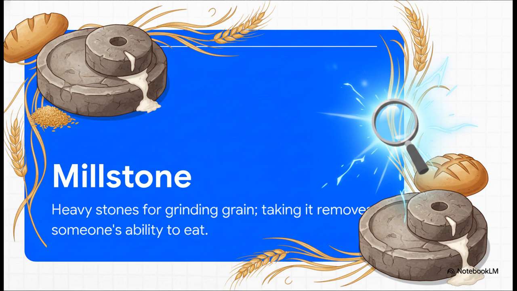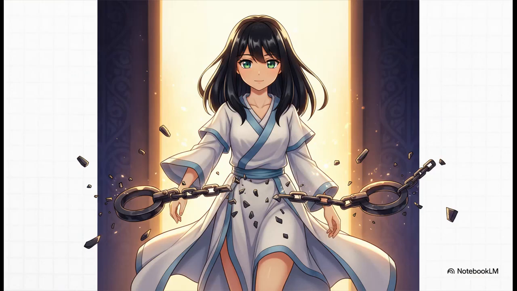The text explicitly forbids taking a person's upper millstone as a pledge for a debt. In the ancient world, you absolutely needed this heavy stone to grind grain into flour every single day. So taking it as collateral means you are literally taking away someone's ability to eat. It's a complete non-starter. Verse 7 really highlights the severity of human rights.